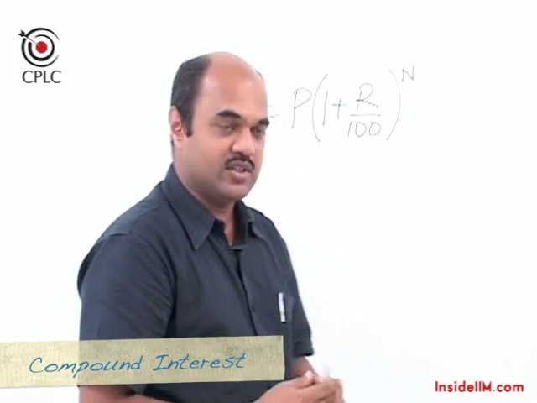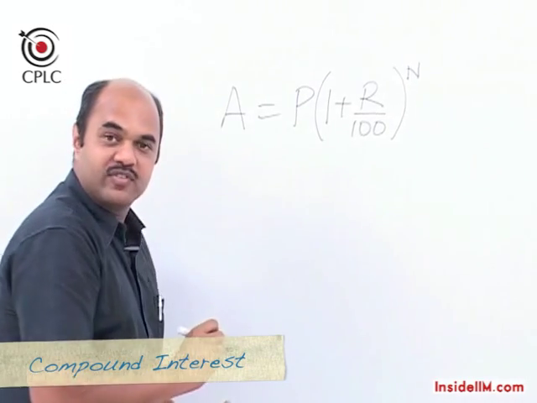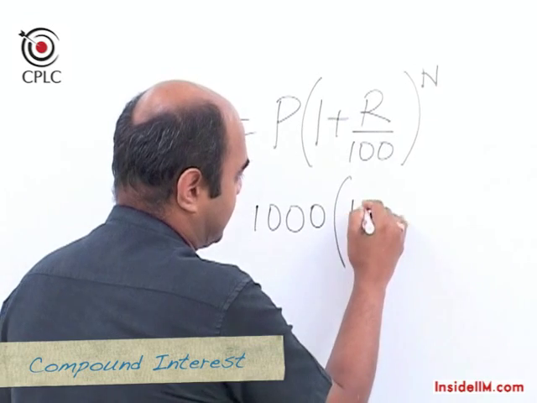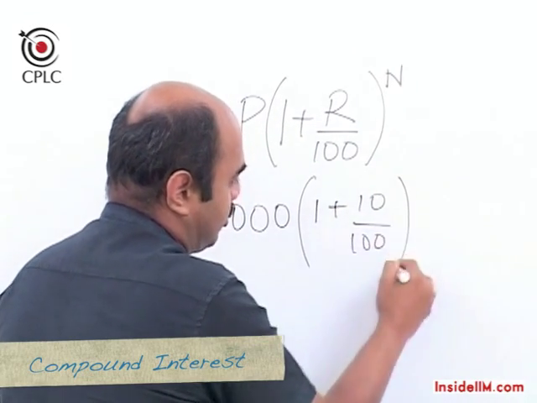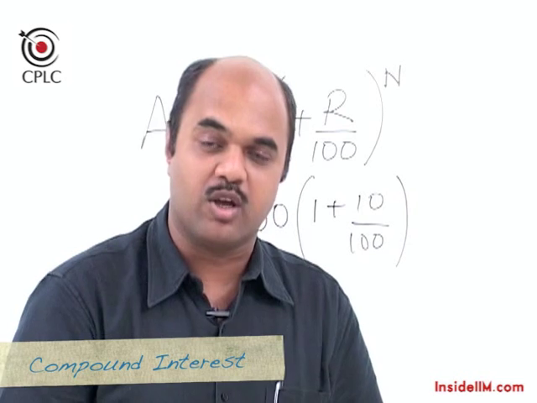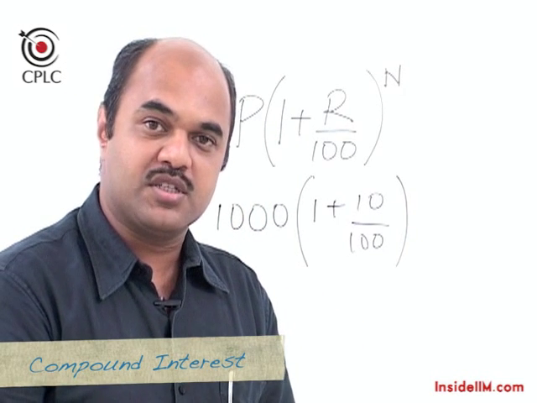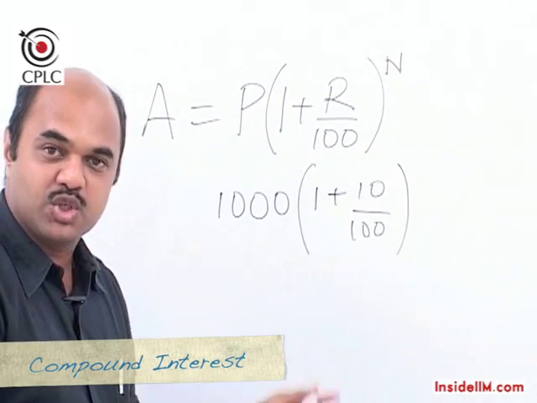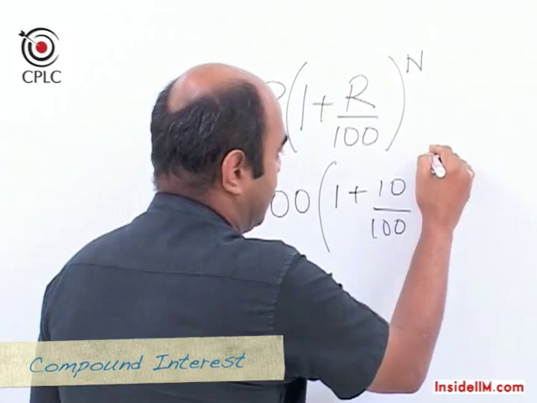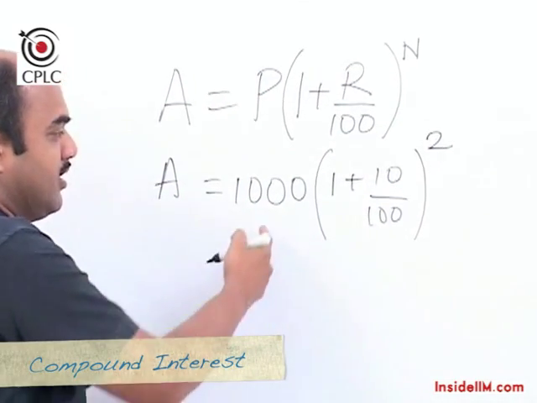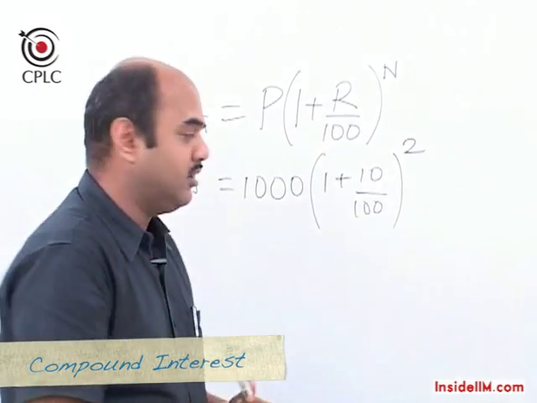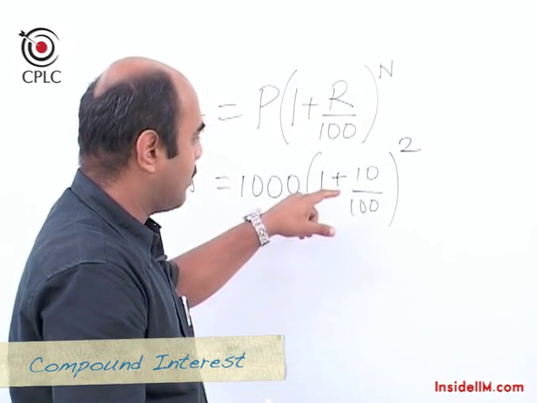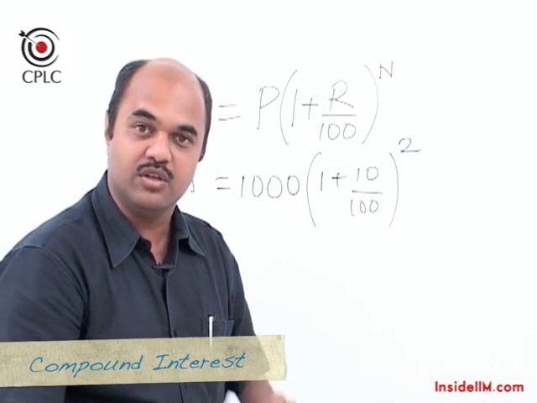Now why are we saying this? Let's look at a principal of 1000 rupees and a rate of interest of 10%, and suppose we use annual compounding, which means interest is calculated at the end of the year, and we want to find the amount at the end of 2 years. Then the amount would be 1000 into 1 plus 10 upon 100, the whole squared, because there are 2 years where compounding is done at the end of every year.